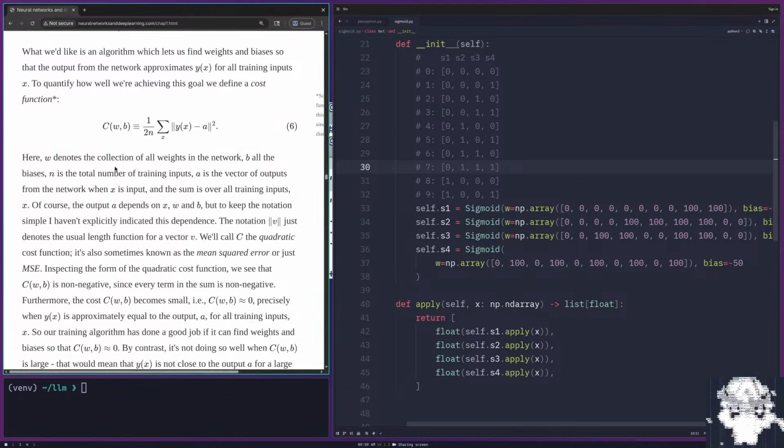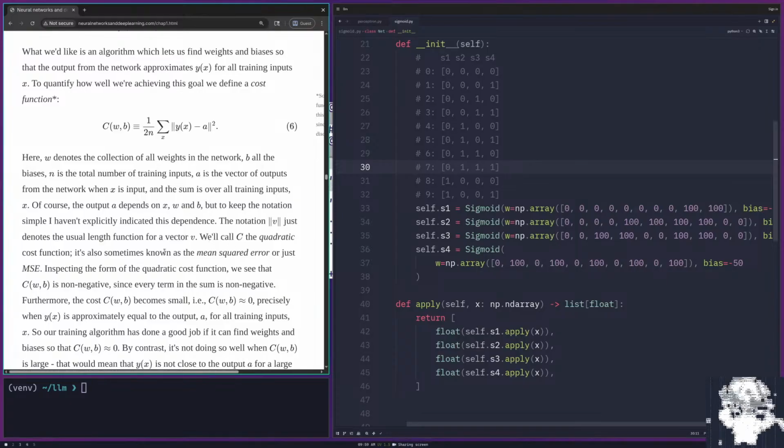Here, w denotes the collection of all weights in the network, b all the biases, n is the total number of training inputs. a is the vector of outputs from the network when x is the input, and the sum is over all training inputs x. Of course, the output a depends on x, w, and b, but to keep the notation simple, I haven't explicitly indicated this dependence. The notation ‖v‖ just denotes the usual length function for a vector v. Ah, okay, I was calling it absolute value.